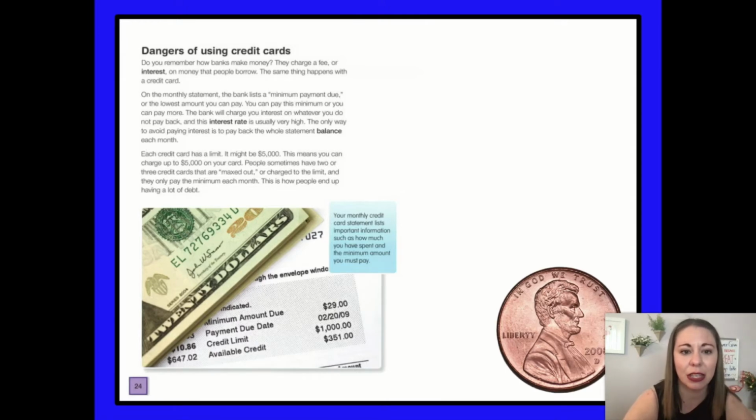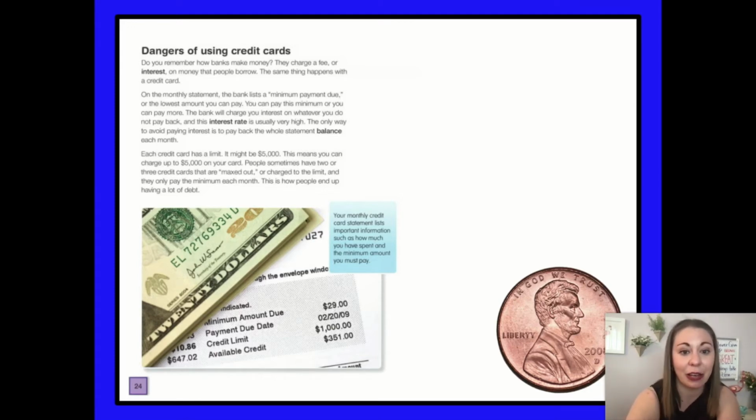On the monthly statement, the bank lists a minimum payment due, or the lowest amount you can pay. You can pay this minimum or you can pay more. The bank will charge you interest on whatever you do not pay back, and this interest rate is usually very high. The only way to avoid paying interest is to pay back the whole statement balance each month. So if you don't pay for everything you bought that month at once, then you're going to have to pay even more for it.